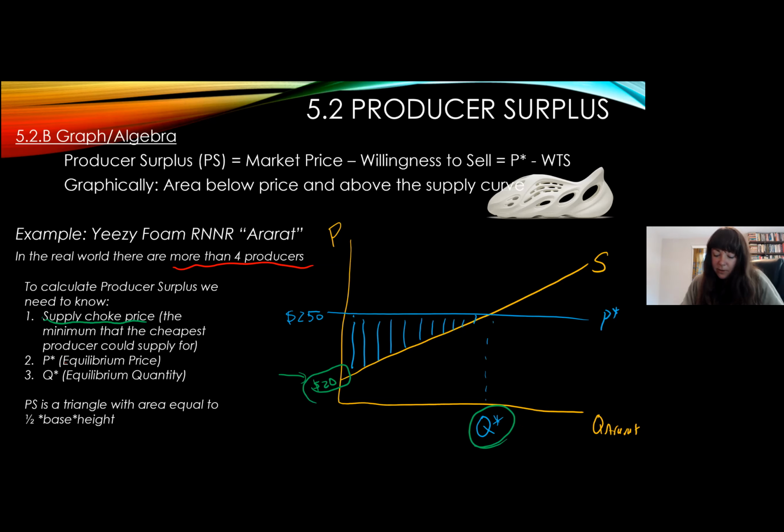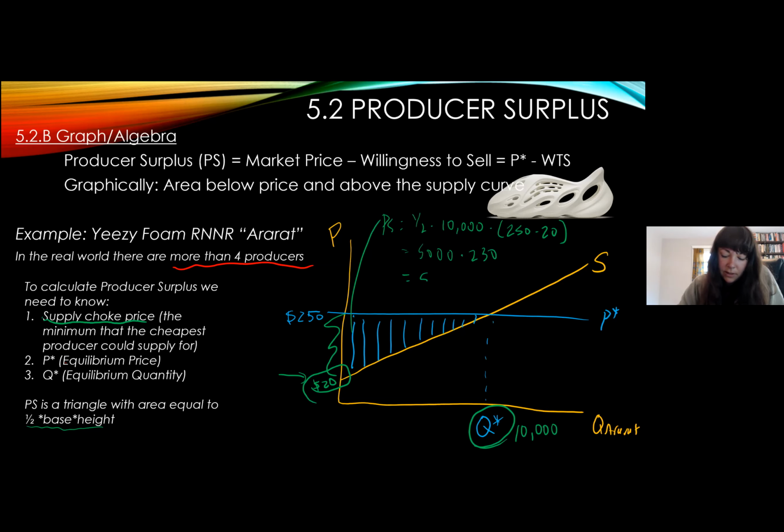And we also need to know Q star, the equilibrium quantity of these sneakers being traded. And we said last time that was 10,000. So that means that triangle is calculated as 1/2 base times height. That triangle in blue of producer surplus will be 1/2 times the base of 10,000 times the height of 250 minus 20. That's how you calculate the height of that triangle. That is 5,000 times 230, which is $1,150,000.